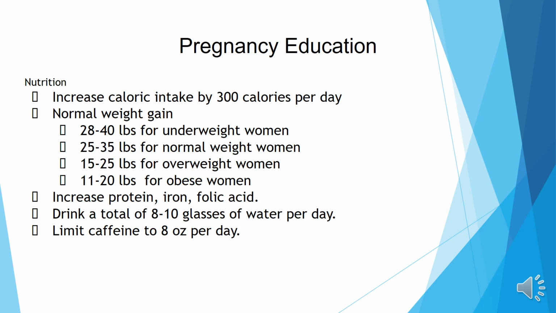Normal weight gain. These are the normal weight gain numbers for each category of weight. If you're underweight when you become pregnant, you are allowed to gain 28 to 40 pounds. If you're of normal weight, you're able to gain 25 to 30 pounds. So that's the one you should remember. And then 15 to 25 pounds for women who are overweight, and 11 to 20 pounds for people who are obese. So obviously the more you weighed prior to pregnancy, the less weight that you can gain during.